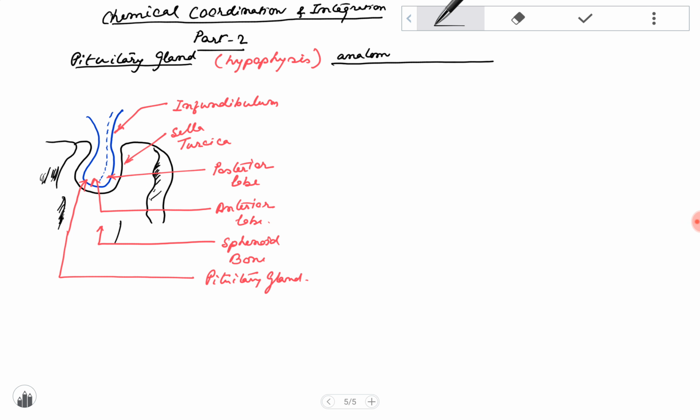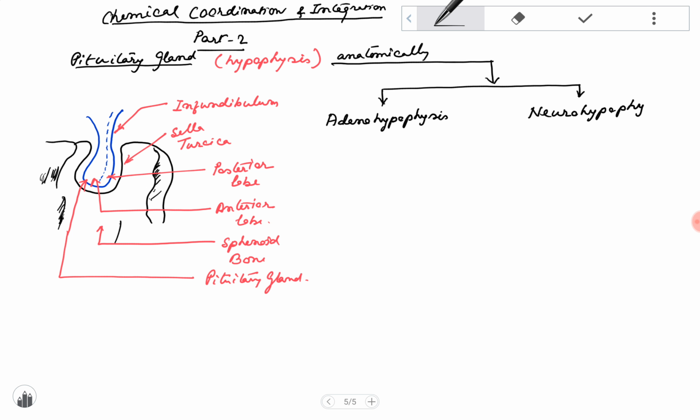Anatomically, it is divided into two parts: one is the adenohypophysis and the other is the neurohypophysis. Now you must know that this pituitary gland is ectodermal in origin.